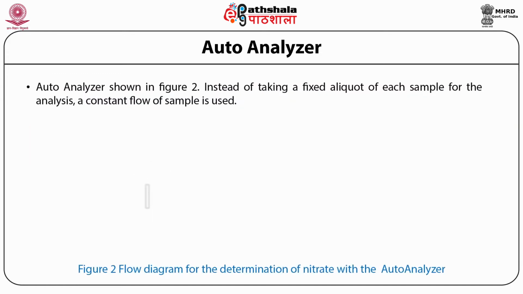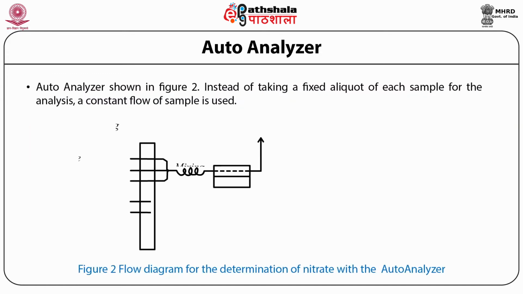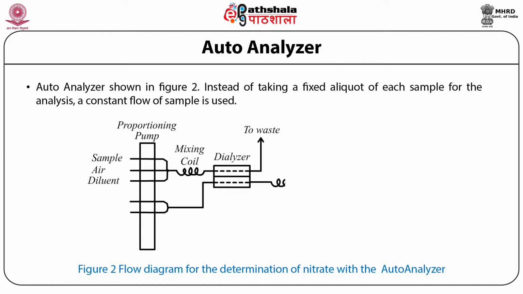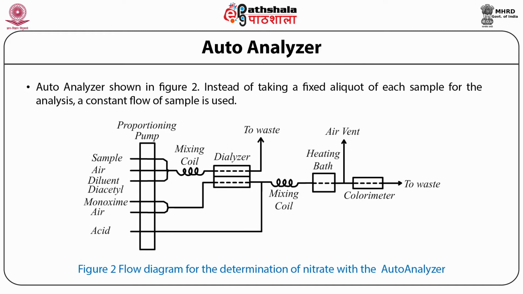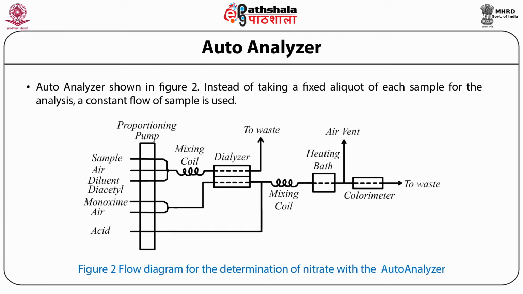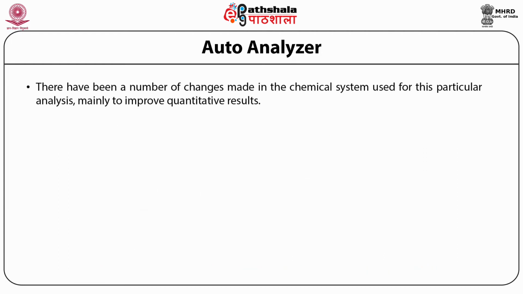manufacturer of the instrument. In the auto analyzer, as shown in figure 2, an alternative approach is adopted. Instead of taking a fixed aliquot of each sample for the analysis, a constant flow of sample is used. The first application for this instrument was the determination of urea nitrogen in blood, and a diagram of the instrument being used for this purpose is shown in figure 2. There have been a number of changes made in the chemical system used for this particular analysis, mainly to improve quantitative results.